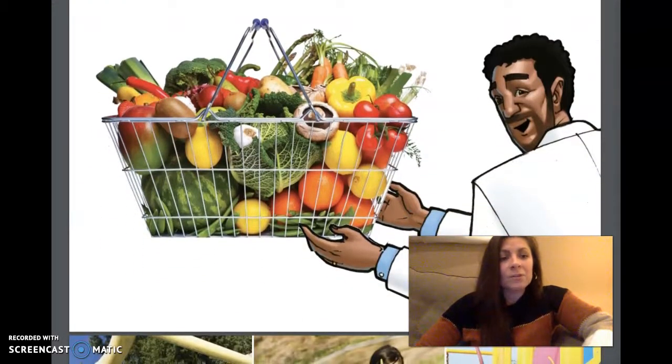Remember to eat only a few sweets and fats. And don't forget that fresh food will give you lots more vitamins and minerals than packaged ones. So head for the produce aisle or a local farmer's market and stock up on fresh fruits and vegetables. Besides eating a well-balanced diet, what other ways can you keep your body healthy?